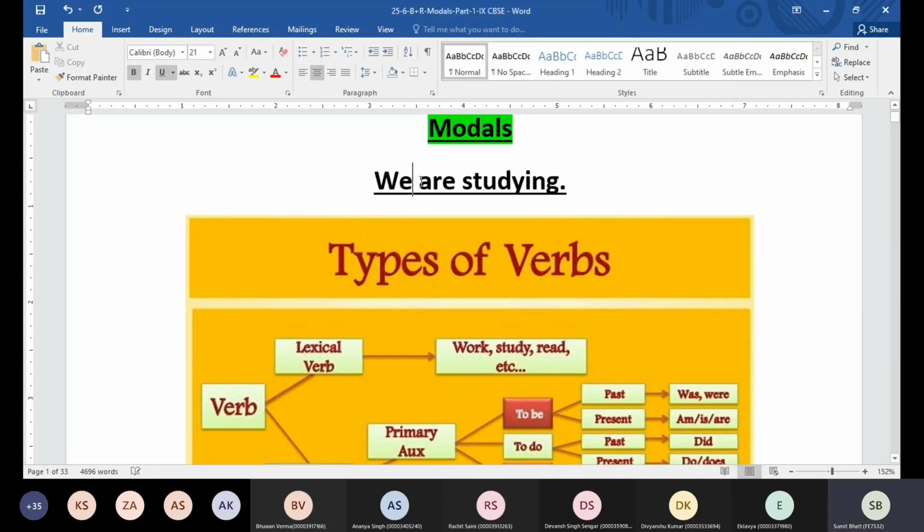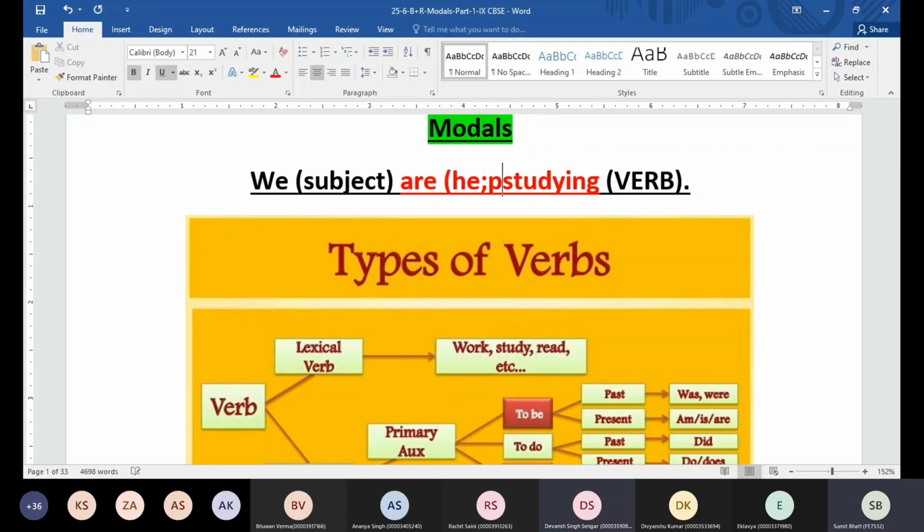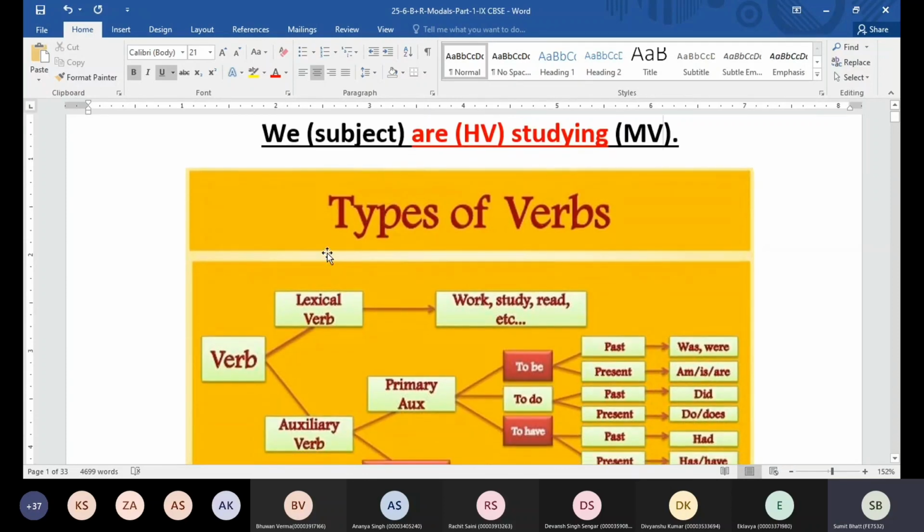So what is "we" here? A subject. And "are studying" over here, what is this? It is going to be the verb. If I have to further divide this verb, "are" is going to be what type of verb? Helping verb. And "studying" here is going to be what type of verb? Main verb. So in different terms, we can also write them as lexical and auxiliary verbs.